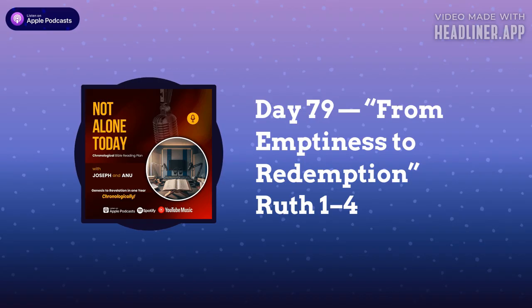family name. And the book ends with that, the chapter ends with that genealogy from Perez, one of the ancestors of Boaz, all the way down to David, whose story we'll get into in the book of 1 Samuel.